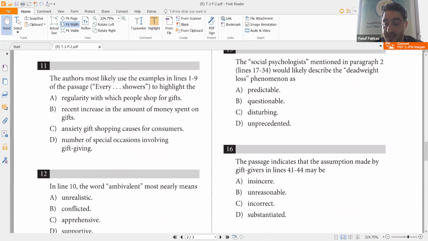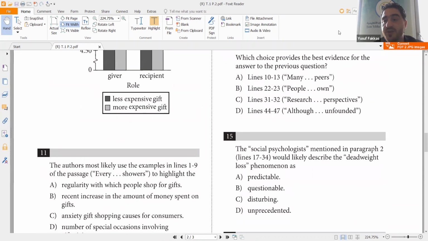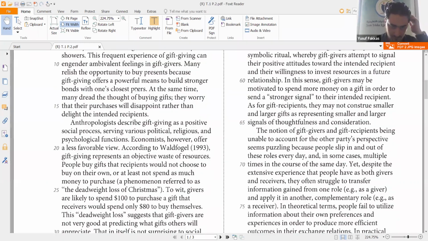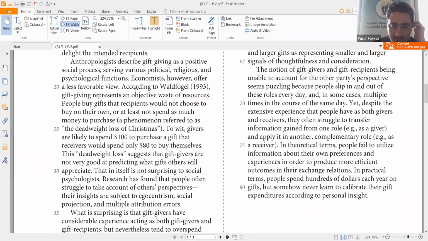Now we have an easy question, actually, which is question number 15. Remember the 3 groups we talked about? We talked about the anthropologists, the economists, and the social psychologists. And look, the question here is about the social psychologists. So the social psychologists mentioned in paragraph 2 would likely describe the dead weight loss phenomena as what? Again, I have my keywords, and I know which group I'm asked about. Who can tell me in which line it's mentioned?